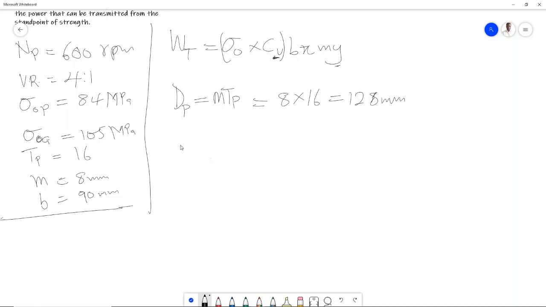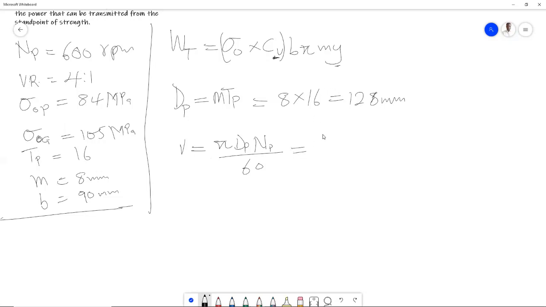So we have pitch line velocity V equal to pi DP times NP divided by 60. And I think this one, we're able to derive at another time in class. Here we are transferring the rotational velocity, that is the RPM, into linear velocity. Okay, and you use this formula here.